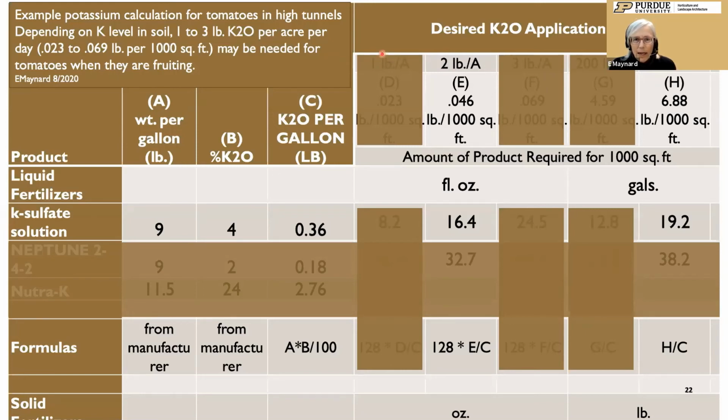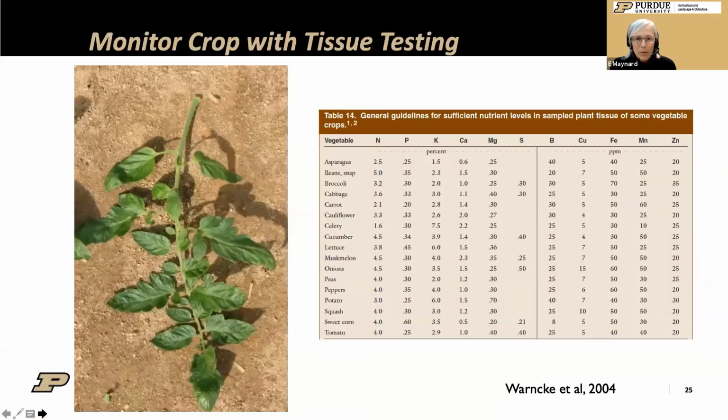The final thing that I'd like to say is that it's really important to monitor your crop with tissue testing during the season so that you know that the potassium you put on is getting into the plant and you're not going to be seeing deficiencies later on. So I would really encourage you to monitor the crop with regular tissue testing.